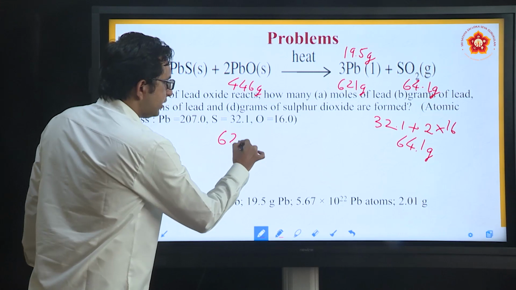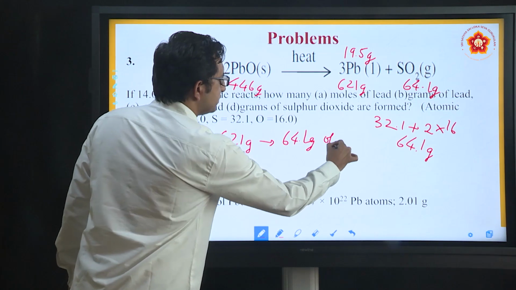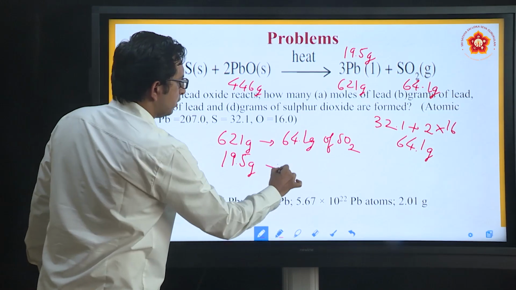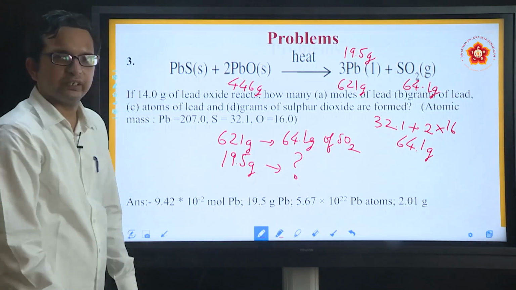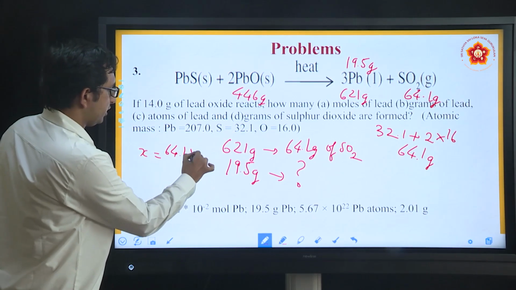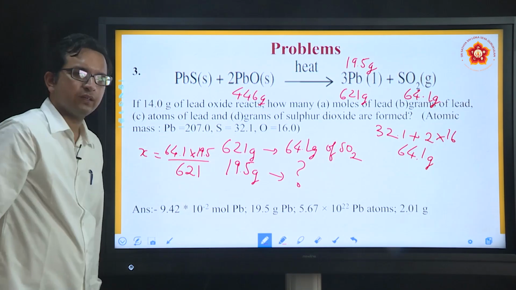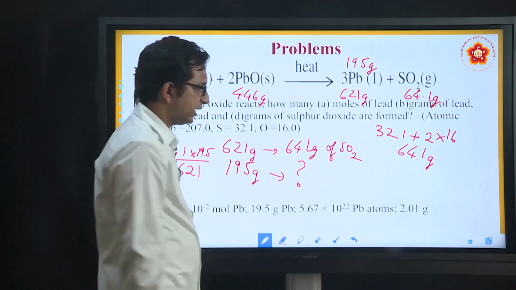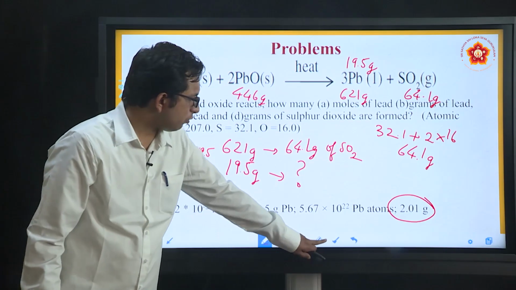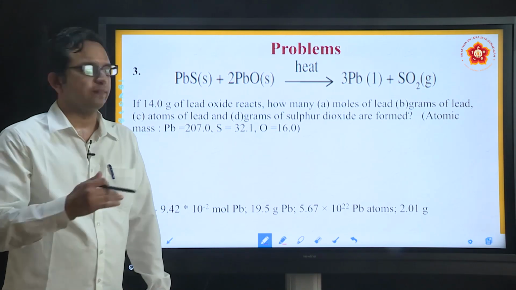So, 621 gram got us 64.1 gram of sulfur dioxide. Then if we have only 19.5 gram, how much of sulfur dioxide do we get? So, once again, if you take this calculation, x will be equal to 64.1 into 19.5 divided by 621. Please undertake this calculation, you will be getting it around 2.01 grams in this case. So, this is how we can see that everything is related to that one concept of mole in these parts.